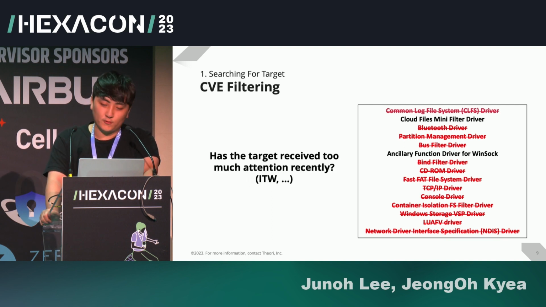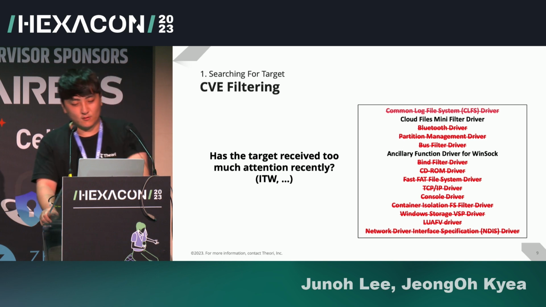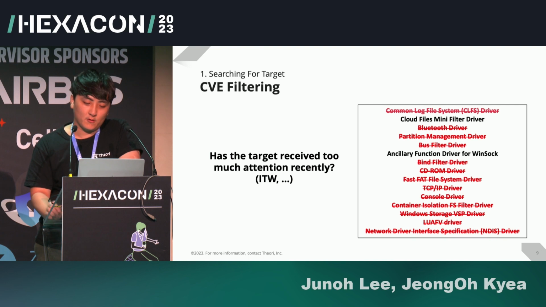In fact, all 3 of these targets were good targets. For example, CLFS continues to have vulnerabilities used in the wild, and the cloud file mini filter driver was used in local privilege escalation in Pwn2Own 2023. However, this is a consequential story, and when we found the vulnerability, we had further reduced the target to 1 driver through 2 additional conditions.